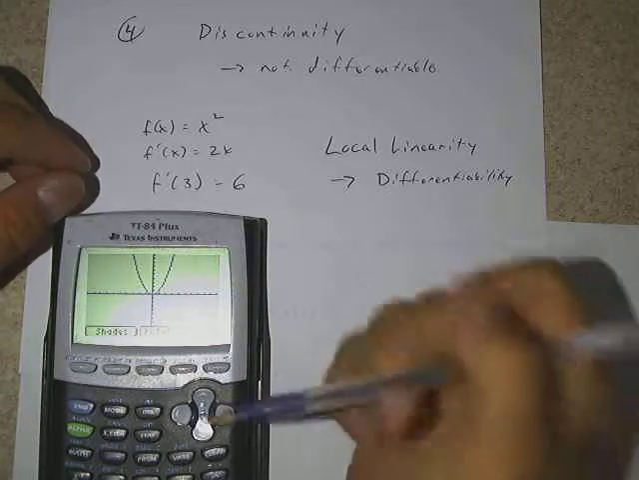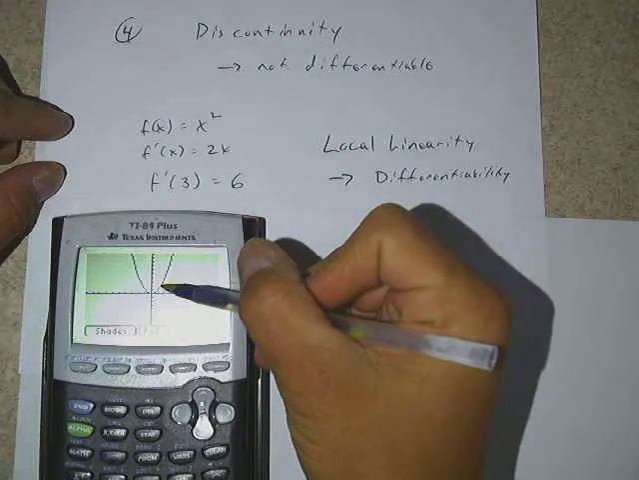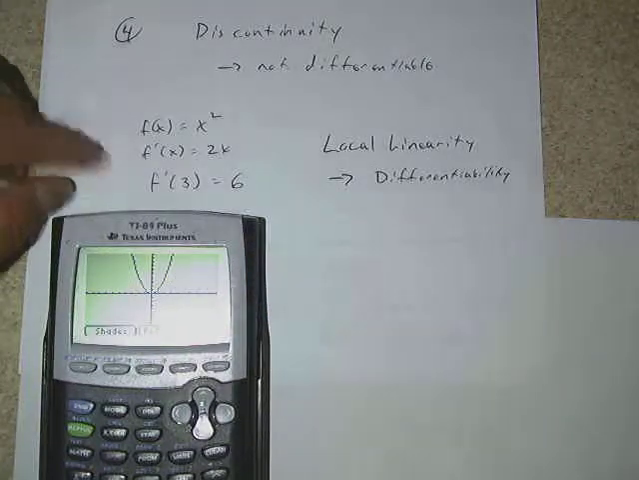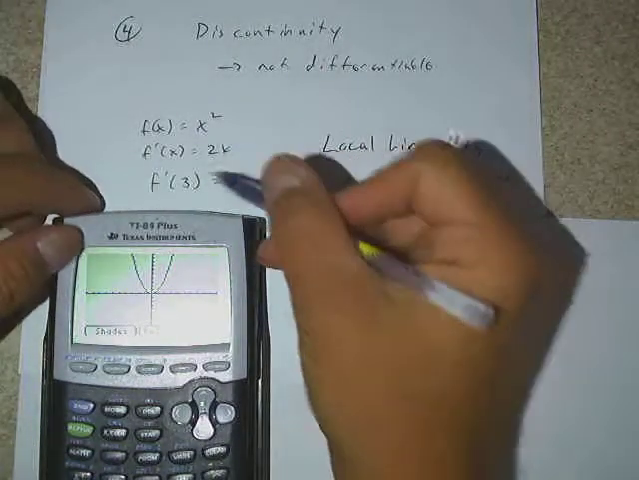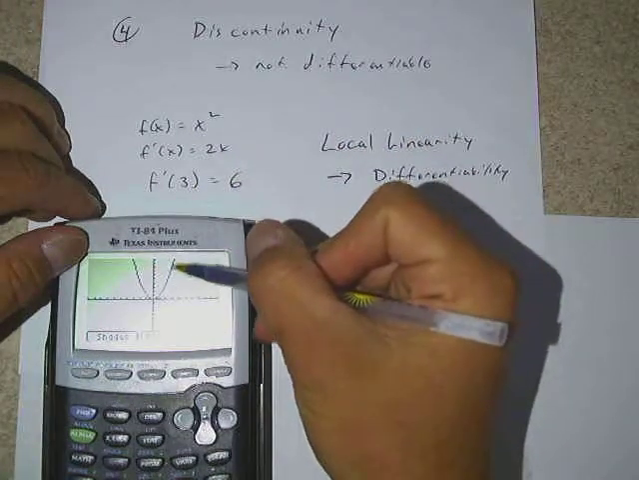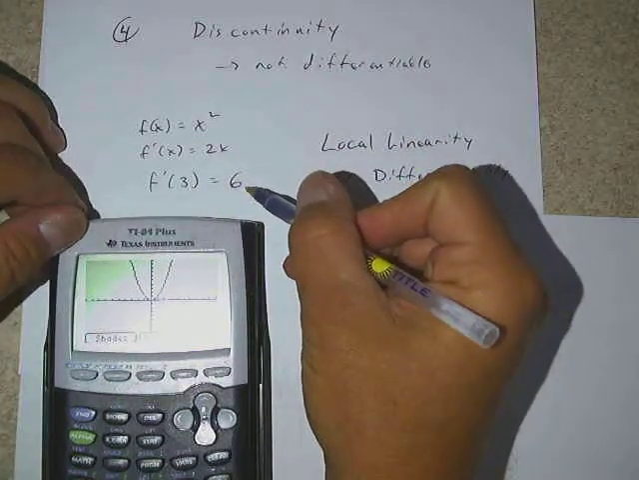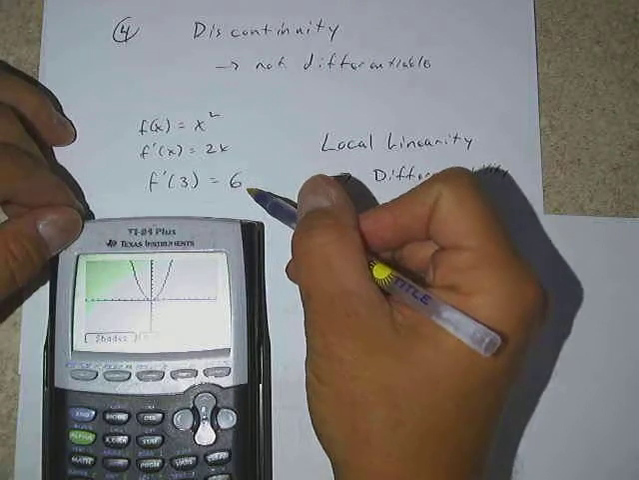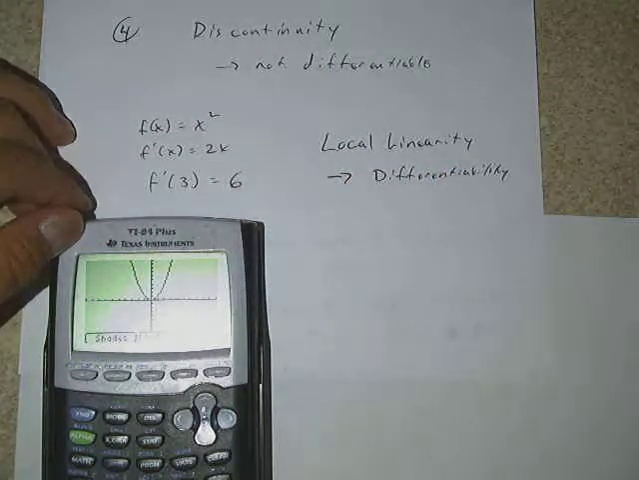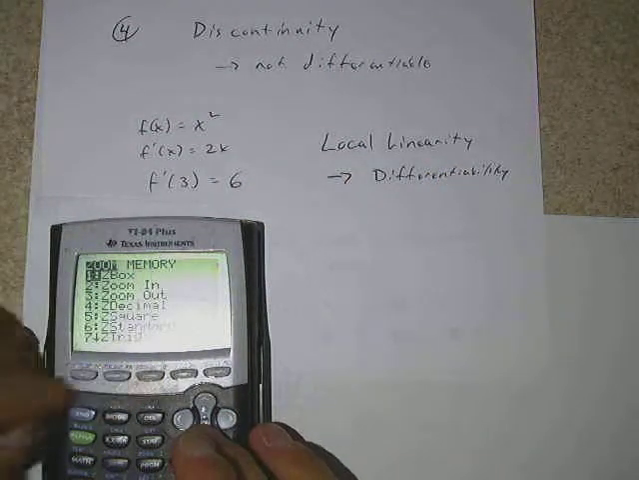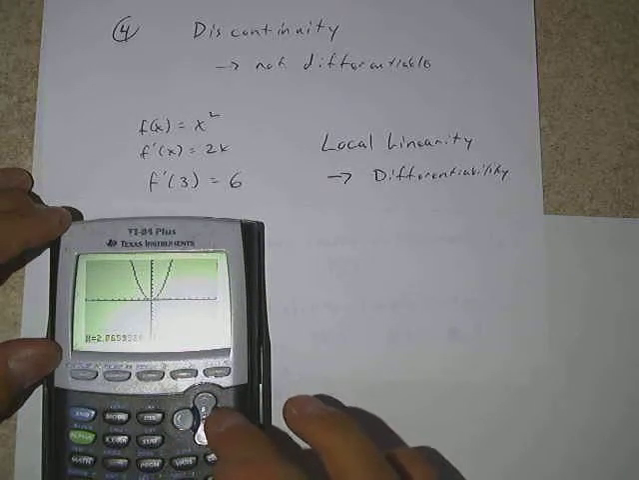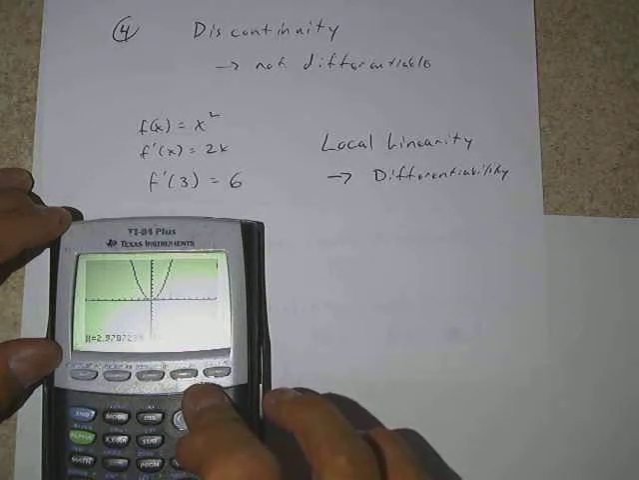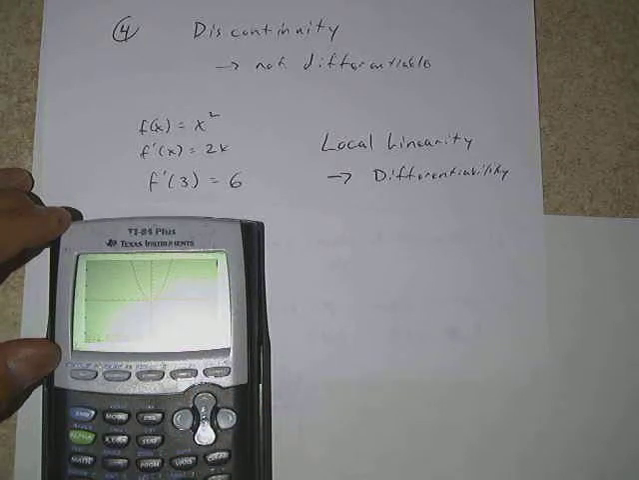What I want to show one more time is that if we were to use a standard window here and graph that, and look at the point 3, 9 up here, we can see that it's obviously positive. Our claim is that the slope is 6 at that point. We can verify that to ourselves by zooming.